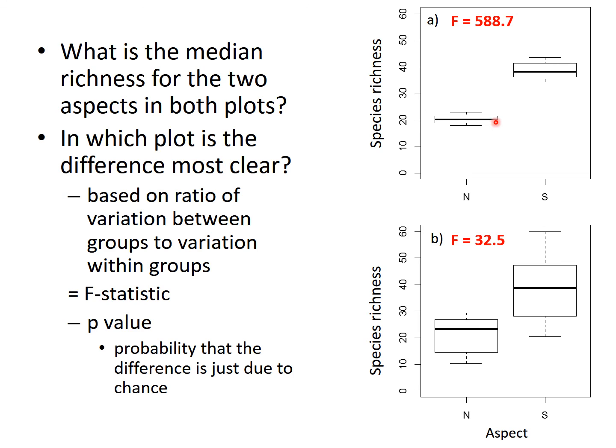Okay, so the p-value here is going to reflect that, and that's just the probability that the difference is due to chance. Okay, so if we have a small p-value, which is going to be the case here in panel A, it's going to say there's very little probability that this is just due to chance. In other words, we are pretty confident that species richness really does differ between the north and the south, even though we didn't sample the entire north slope and the entire south slope. Okay, now this F statistic and p-value form the basis for the analysis of variance.